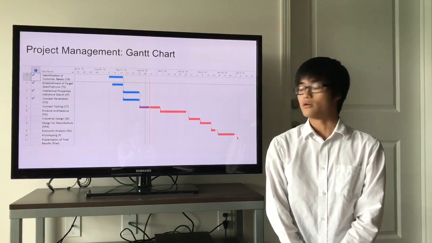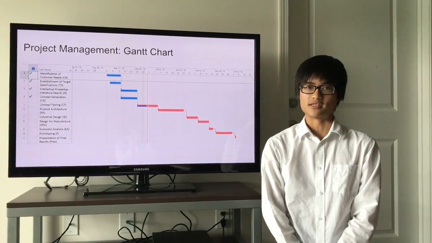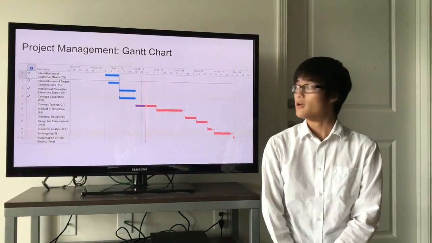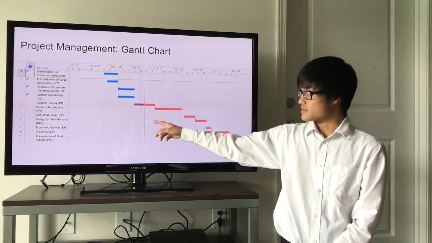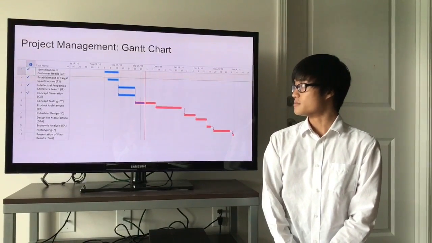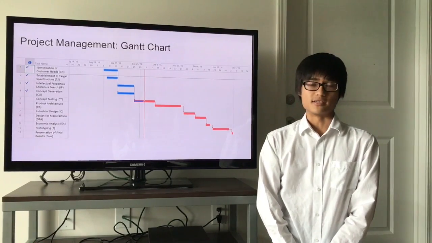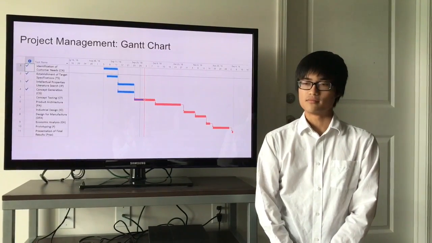The next 2 tasks are the intellectual properties and the concept generation. Those were done simultaneously in order to save time. And then, as you can see by the red status line right here, we're in the middle of concept testing for design phase 1. The rest of the tasks are done in sequential order based on what is needed in the course outline.